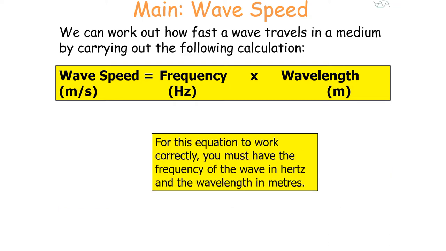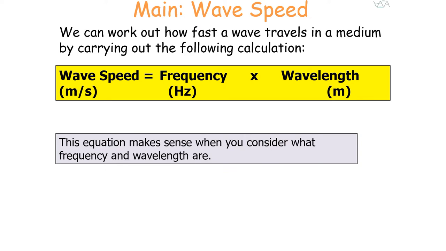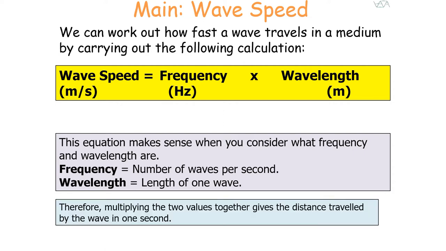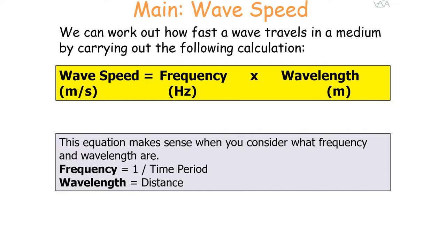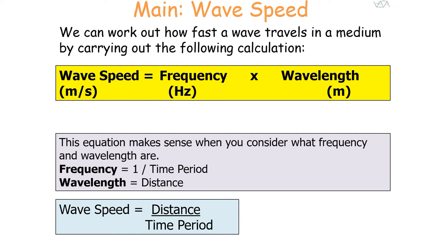So for this equation to work correctly, you've got to have the frequency of the wave in hertz and the wavelength in meters, which means you may have to convert the units given to you in a question to those particular units. Now this equation makes sense when you consider what frequency and wavelength are. Frequency is the number of waves every second, and the wavelength is the length of one wave. So if you multiply the two values together, you're getting the distance travelled by the wave in 1 second, which is what the wave speed is, because we know frequency is 1 over time period, and wavelength is just distance. So wave speed is 1 over time period times distance, therefore wave speed is distance over time period.